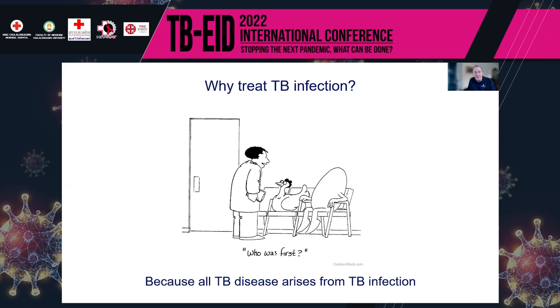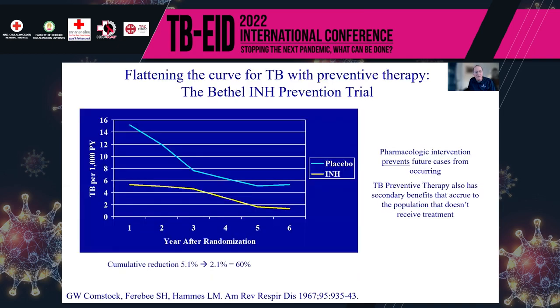Now, over the past couple of years, we spent a lot of time focusing on interventions to bend the curve. Well, I want to show you an example of how TB preventive therapy bends the curve. These are data from the Bethel INH prevention study done by Dr. George Comstock and colleagues in the US Public Health Service back in the late 1950s and early 1960s. Tuberculosis was epidemic and endemic at that time in the Eskimo population in Alaska, with very high rates of disease, 2% per year developing TB. That's 2,000 per 100,000.